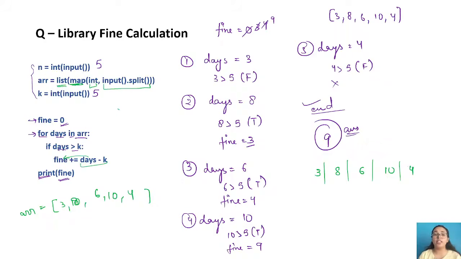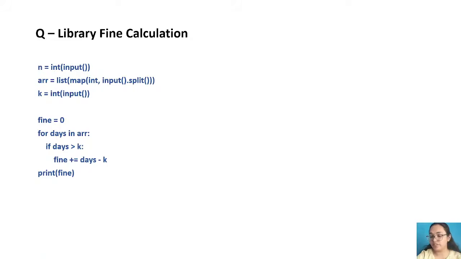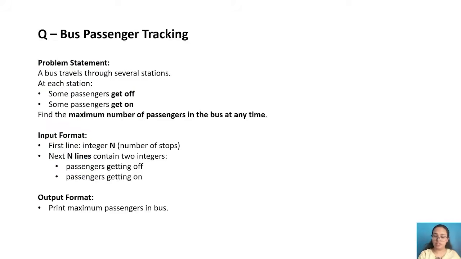But for example, if they had told you that the fine is 5 units, then whatever difference you get, you have to multiply it with 5 and then add it in fine, right? I guess that is clear. Just let me know if that is clear and we can move ahead to the next question.